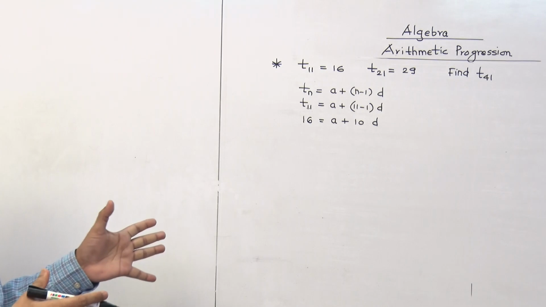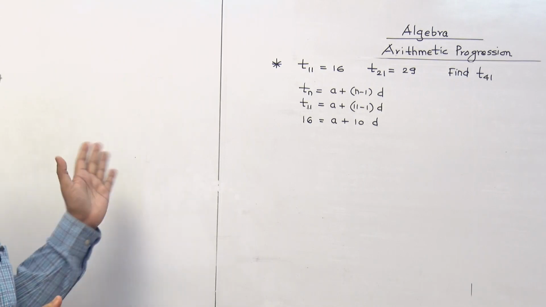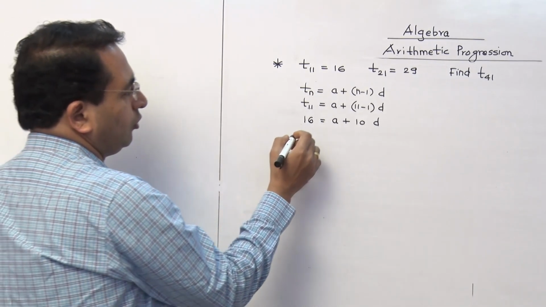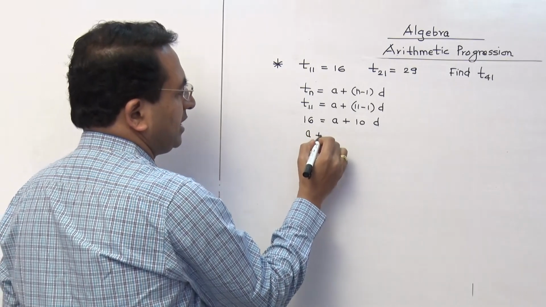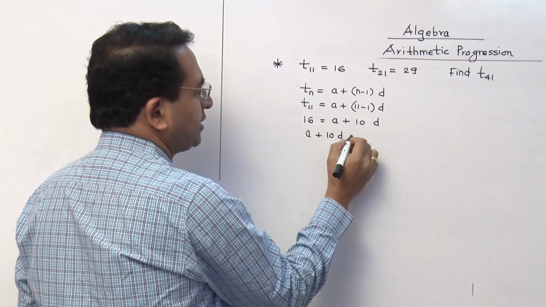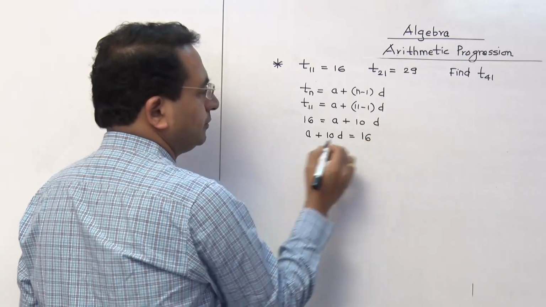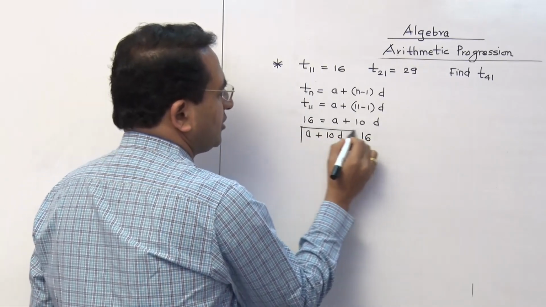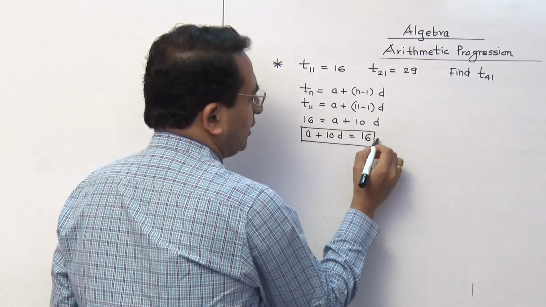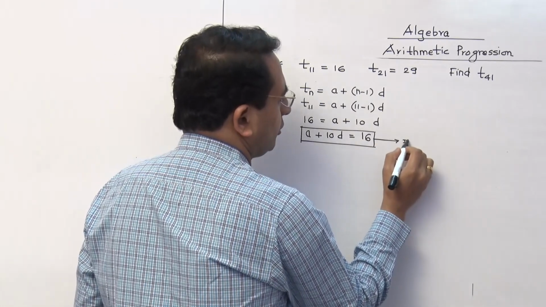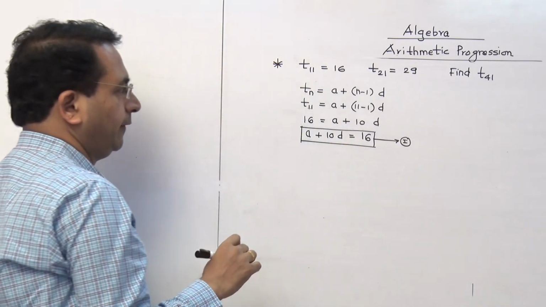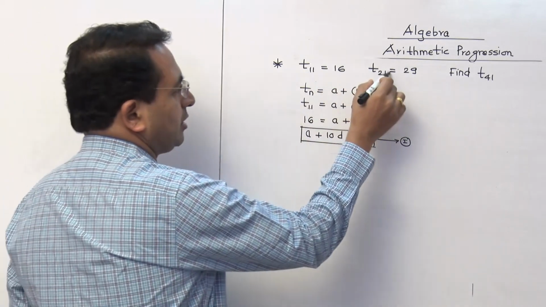And now we have discussed this in a linear equation. We never write the equation like this. So we have to write A plus 10D is equal to 16. Now this is my first equation related with first condition. Let us go ahead. Again we are discussing about the same thing.